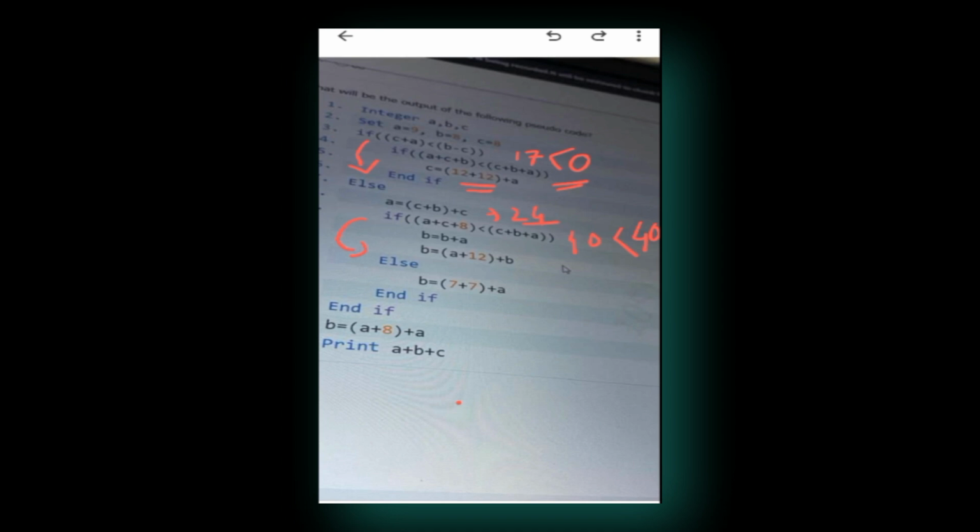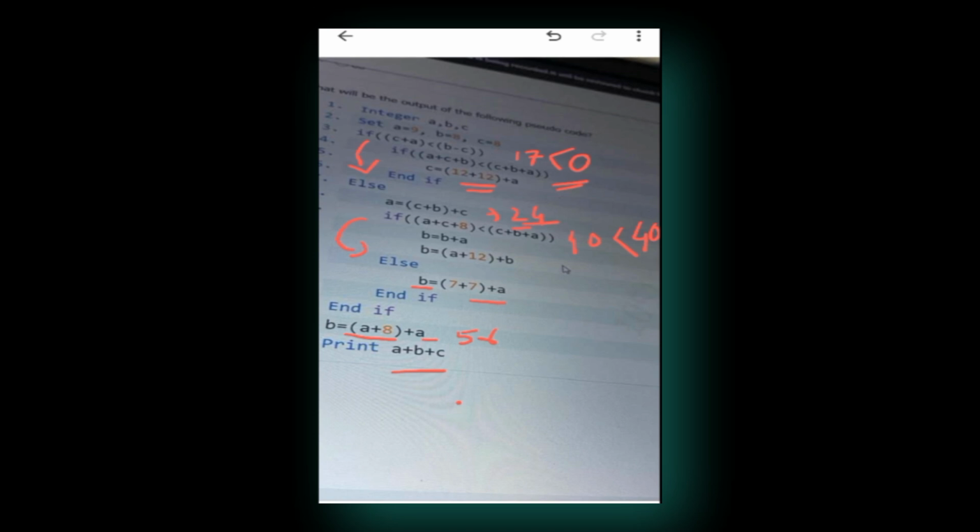As you can see here, they have assigned some value to B, and here also some values are assigned to B. So we'll get the updated value after the if block, right? So we don't have to calculate this part, right? So B is equal to A plus 8 plus A, where A was 24. So 24 plus 8, that becomes 32, plus 24, that becomes 56. Just print this value A plus B plus C.